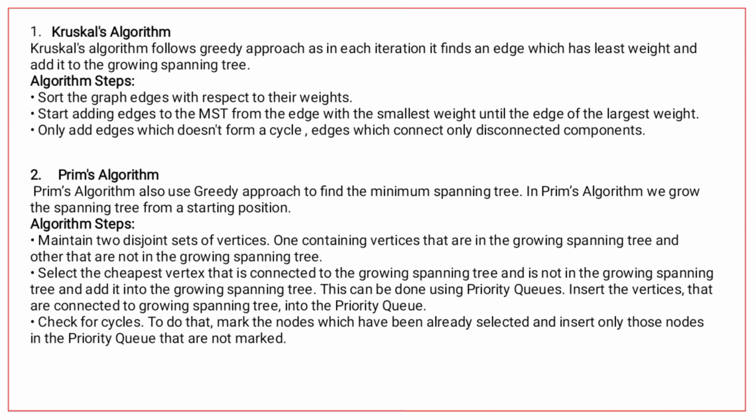First step, sort the graph edges with respect to their weight. Second step, start adding edges to the MST from the edge with the smallest weight until the edge of the largest weight. And next step, only add edges which don't form a cycle, edges which connect only disconnected components. Now these are the steps of Kruskal algorithm.